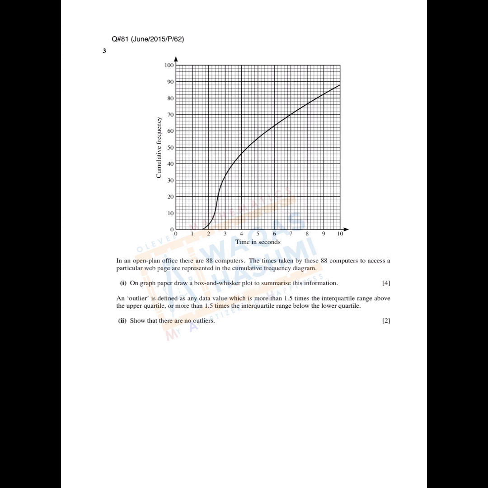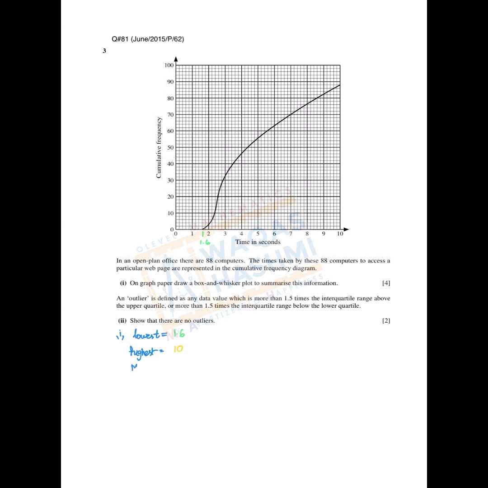For a box and whisker plot, we need to find out the following things. Number one, we need to find out the lowest value. From the graph, you can observe that the lowest value we have is 1.6. So the lowest value is 1.6. After that, we need to find out the highest value, and the highest value we have is 10 on my x-axis.